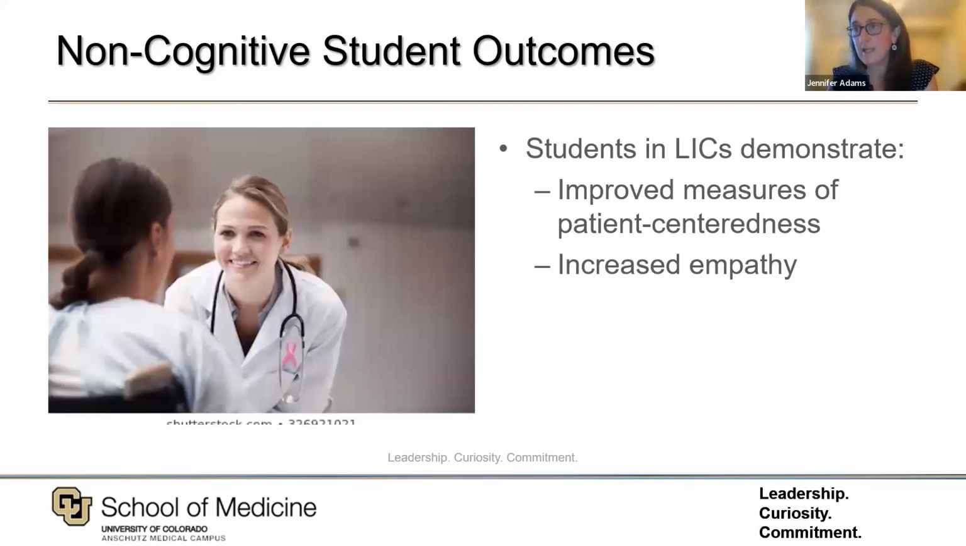What I find more compelling than the academic outcomes, honestly, is what I call the non-cognitive outcomes. What has been demonstrated, again, nationally and locally with our own students, is that LIC students compared to their block clerkship peers have increased measures of patient-centeredness and empathy. And so when I think about training a doctor, I want them to be smart. I want them to be capable. I want to be able to measure that on some sort of test. But once I've been able to show that, I want them to have these skills. This is what I think is most important when developing a curricular model.